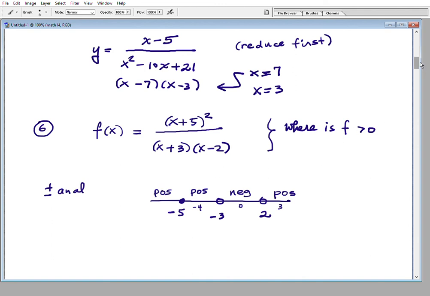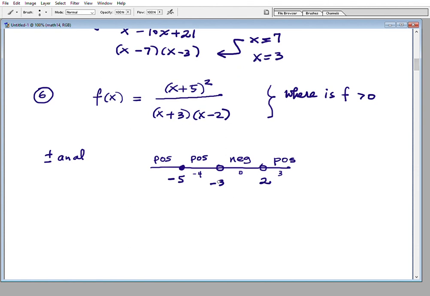We want to know where this is positive, so it's going to be positive here. Don't include the 0, we're just asking positive. So we can do x less than -5, x between -5 and -3, and x greater than 2. So that's where it's positive. So basically a plus-minus analysis.